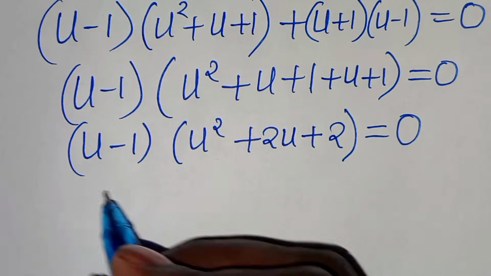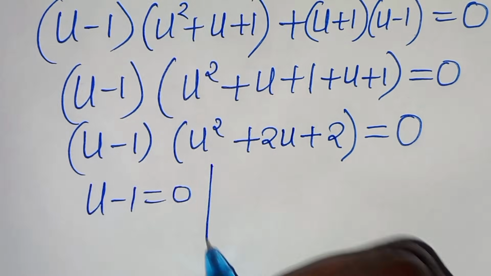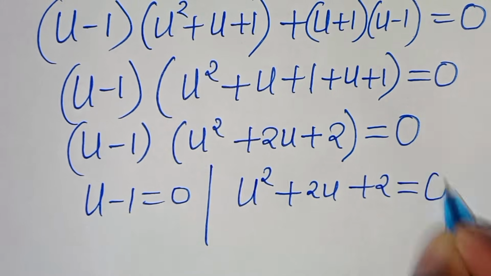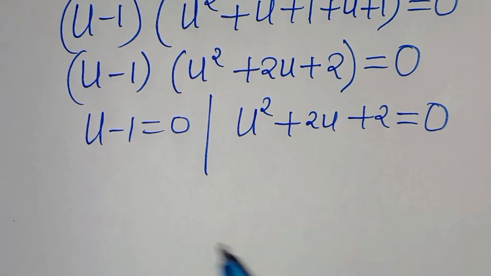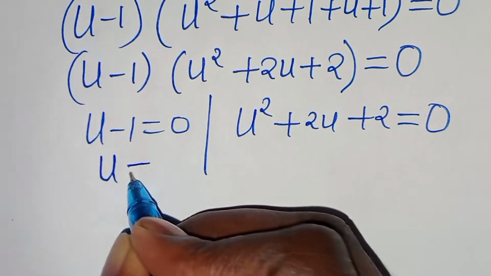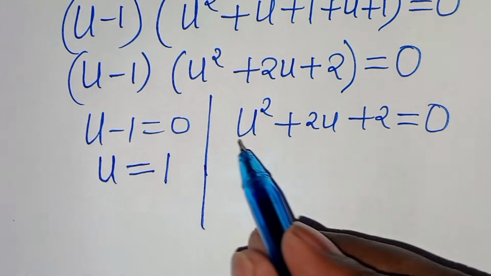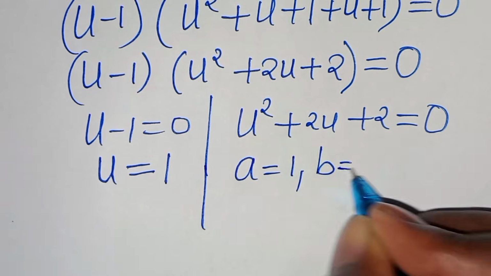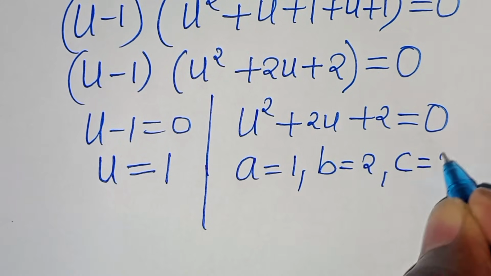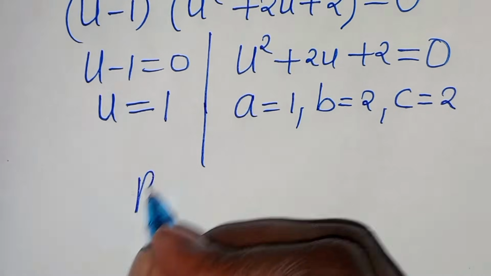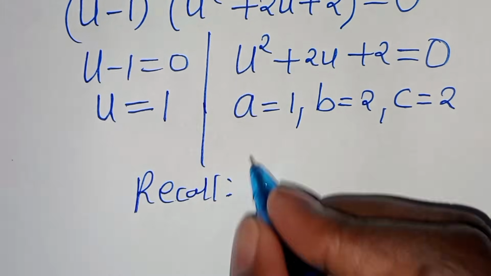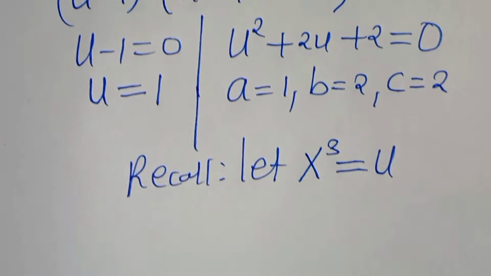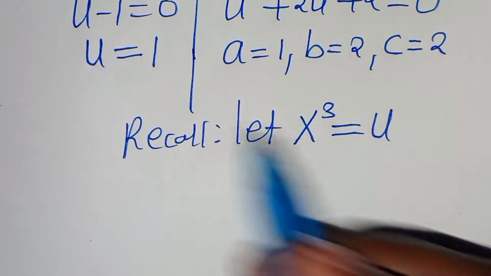Now we have got two parts here. u minus 1 is equal to 0, and u to the power of 2 plus 2u plus 2 is equal to 0. From the first part, we have that u is equal to 1. The second part is a quadratic equation where a is equal to 1, b is equal to 2, and c is equal to 2. Now, if you recall, we let x to the power of 3 be equal to u. Now let's substitute u with 1 here.